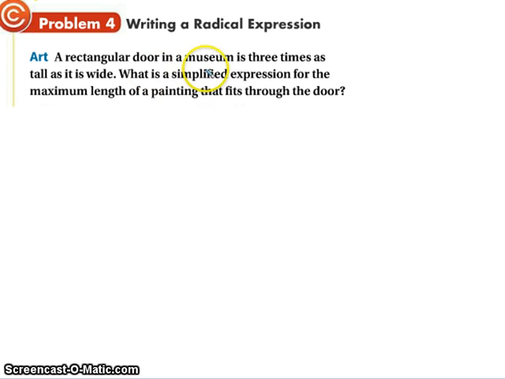Okay, this one says a rectangular door in a museum is 3 times as tall as it is wide. So it's wide, and it's 3 times as tall. So wide, and then this would be 3 times W. And it says, what is the simplified expression for the maximum length of a painting that fits through the door? Okay? So basically, what we're doing is we're trying to find out this value.